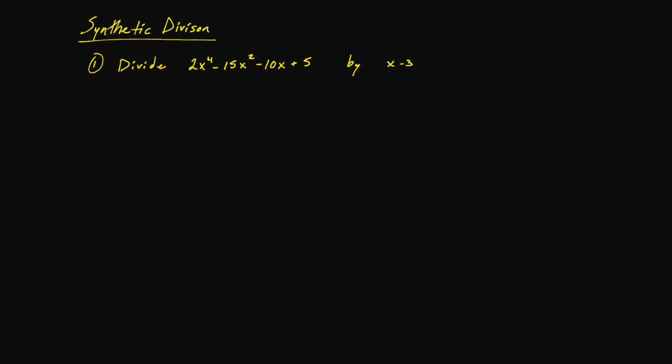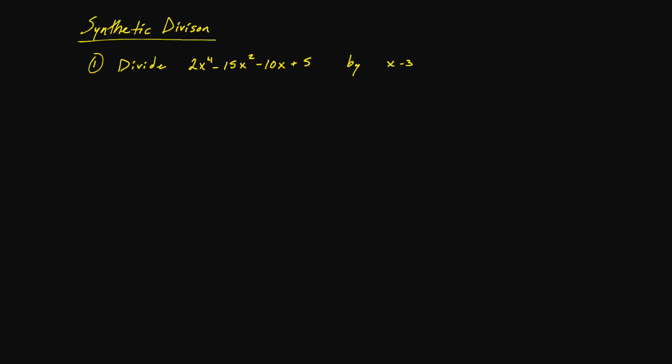So first, I want you to take a moment and try to do long division here, dividing this polynomial by this polynomial here. So we're going to do 2x to the fourth minus 15x squared minus 10x plus 5 divided by x minus 3. So take a moment, pause, and you will see me working through it in a moment.